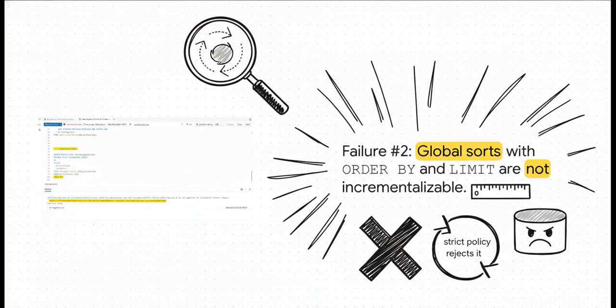Next up, trying to sort the whole table. Here we're using order by and limit to find the top 10 sales transactions. Seems simple enough, right? But wait, think about it. To know for sure what the absolute top 10 are, you have to look at every single row in the entire table. That's a full scan, which is the exact opposite of a targeted incremental operation. So our strict policy says, no way.